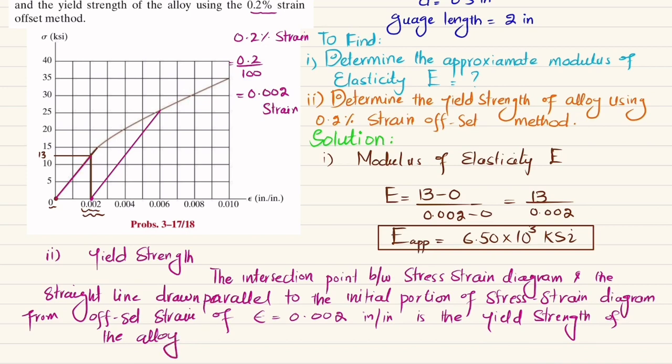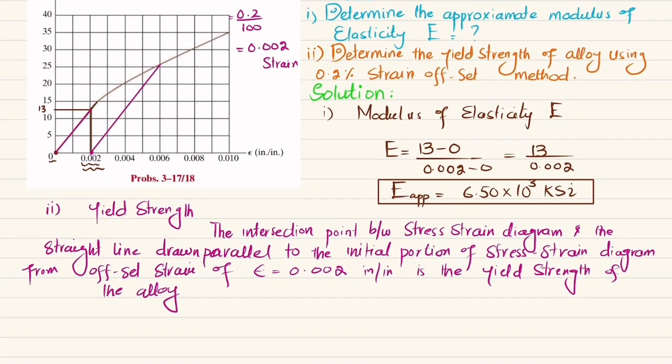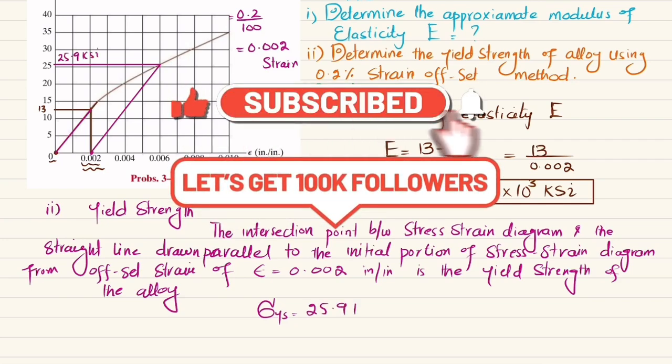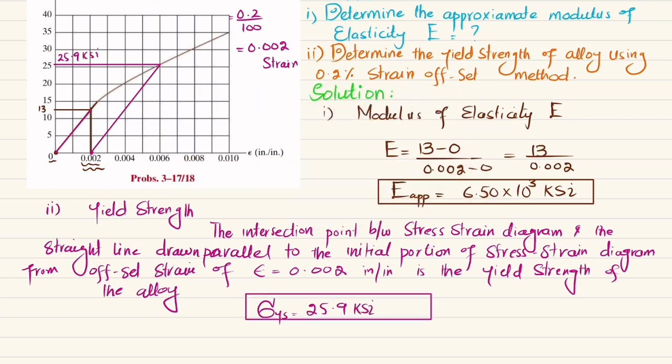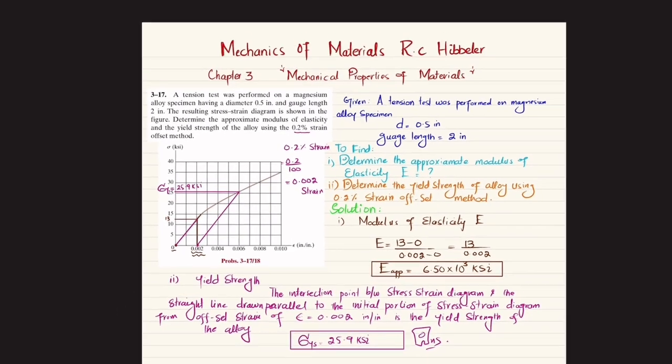So you can see that this is the original stress strain diagram line, and this is the stress strain line when you take the 0.002 offset. So this is the intersection point. Now at this intersection point, if I proceed horizontally, it will cross this vertical line, and this point will give you the yield strength. So you can see the yield strength will be approximately equal to 25.9 ksi. This is the answer of our second part, the yield strength sigma y. Clear? And that was all about this problem 3-17.